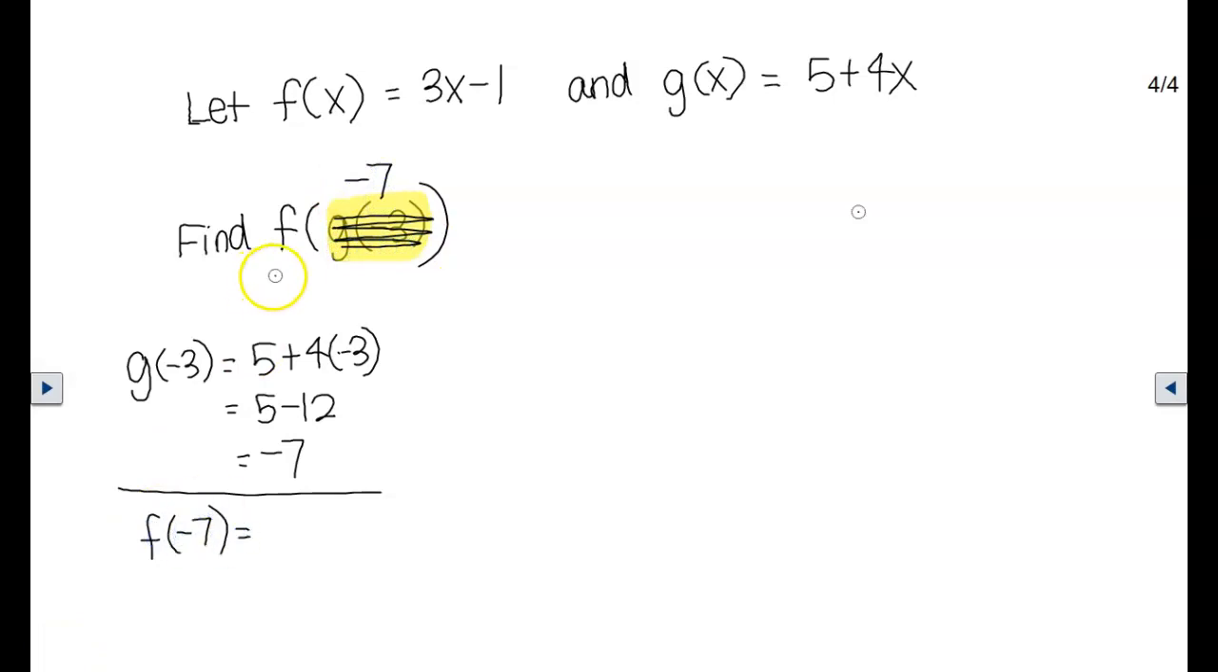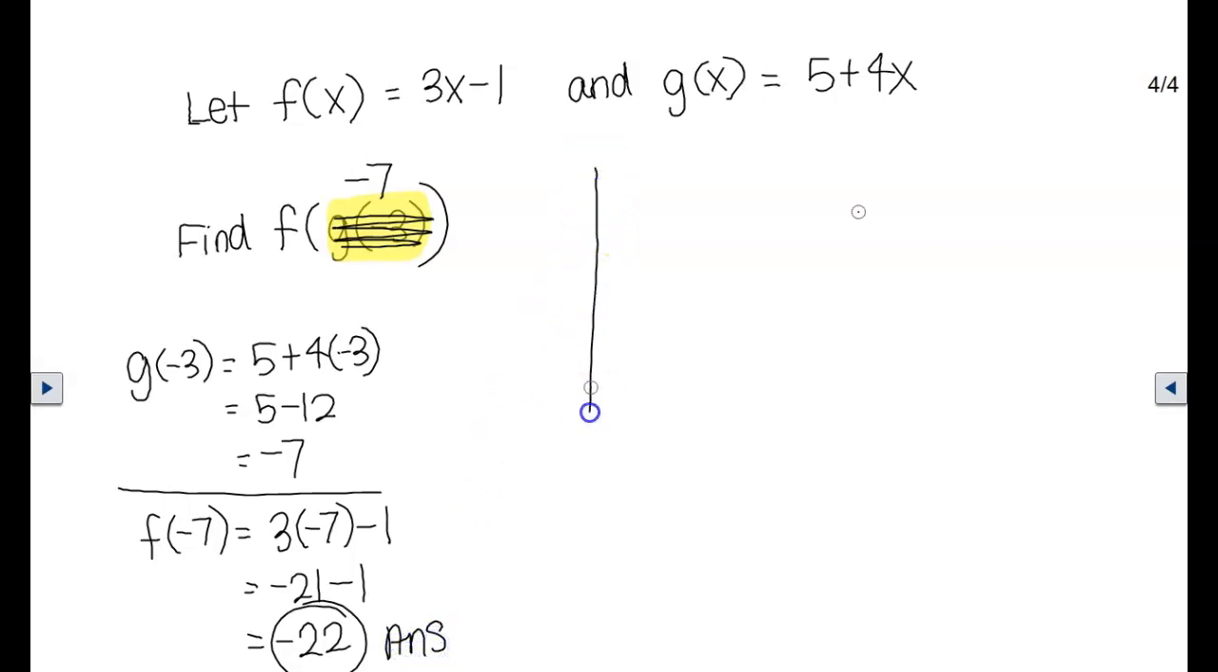That means take the function rule named f, 3x minus 1, and input negative 7 where you see x. So you're going to have 3 times negative 7 minus 1. 3 times negative 7 is a negative 21. Minus 1 makes a negative 22. Now remember, that answer is the only one I care about. So for f of g of negative 3, the answer is negative 22. So this is my answer.